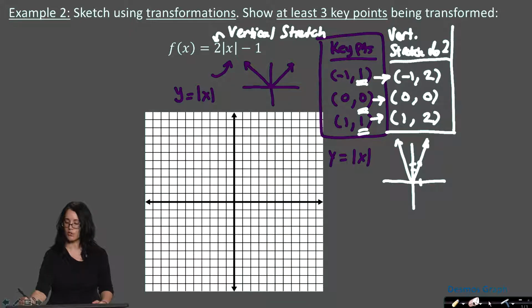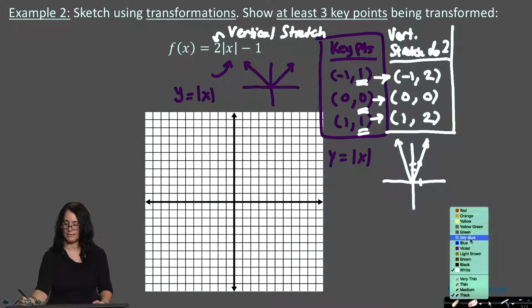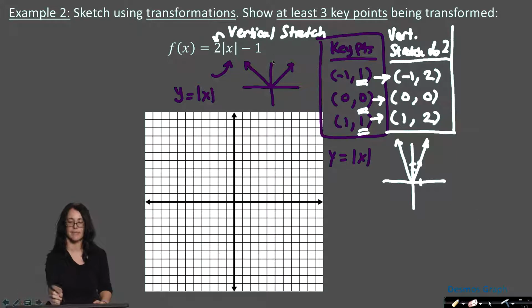But there's one more transformation we have to talk about. What is it? Yep, it's this guy. At the very end of the equation, we have addition or subtraction, just like in PEMDAS. That's the last thing we do, right? So if we have negative 1 at the end, what is that really doing? It's saying move your graph up or down. It's a vertical shift. And this is moving it down 1 unit.